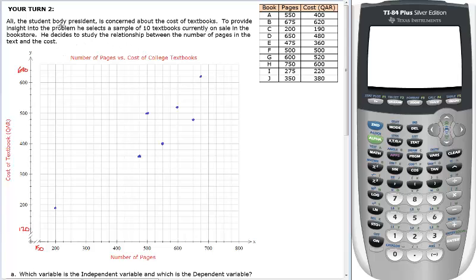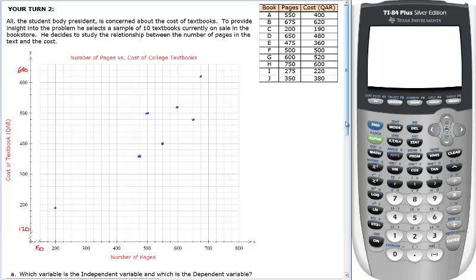Ali, the study body president, is concerned about the cost of textbooks. To provide insight into the problem, he selects a sample of 10 textbooks currently on sale in the bookstore. He decides to study the relationship between the number of pages in the text and the cost. So here in the table to the right, you can see it's recorded. You've got book A to J, 10 books, and the number of pages and the cost in reals.